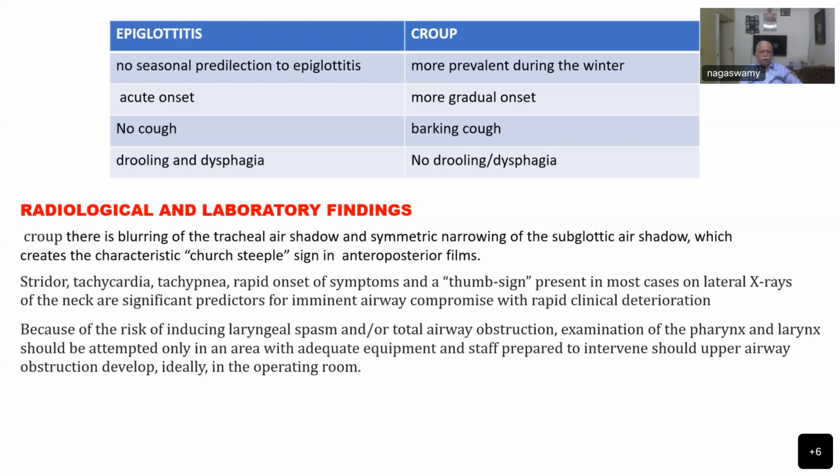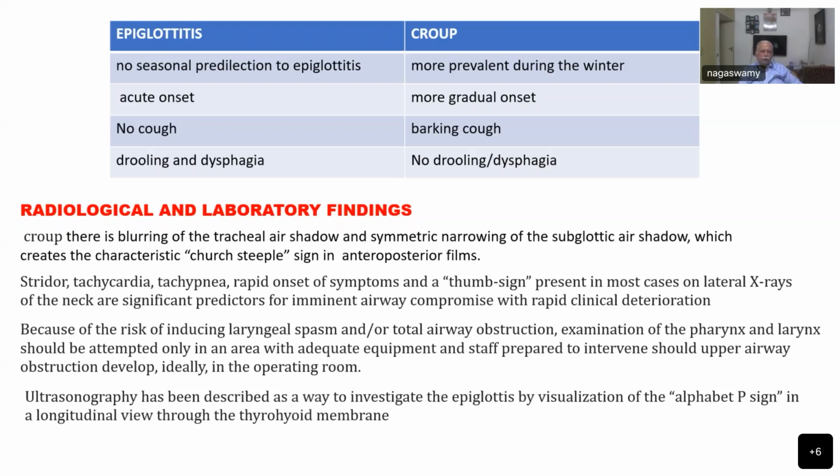Because of the risk of inducing laryngeal spasm or total airway obstruction, even examination of the pharynx and larynx should be attempted only in an area with adequate treatment and staff prepared to intervene when the obstruction develops, especially an area like the operating room.